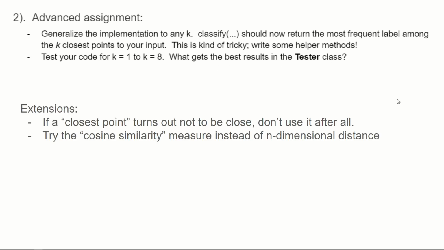There's some additional extensions that you could implement. It turns out that if your closest points aren't very close at all, you might not want to use them. That might not make sense to base your predictions on. There are other measures of similarity besides distance in n-dimensional space. There's one called cosine similarity, which measures are 2 points roughly in the same direction in the space. And sometimes that will, depending on your task, give you better results. There's a couple more extensions as well.